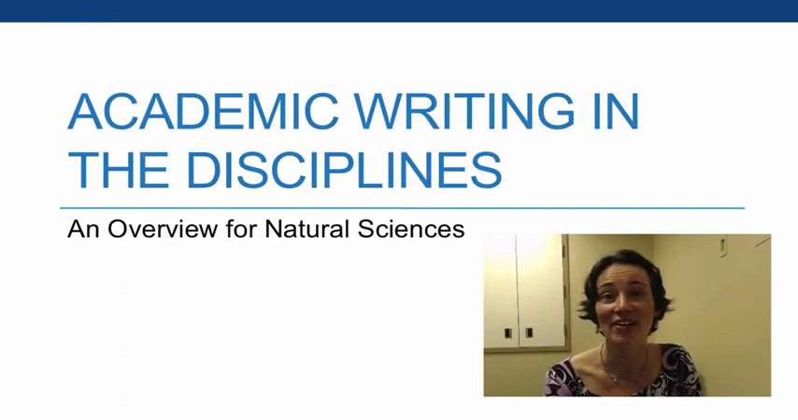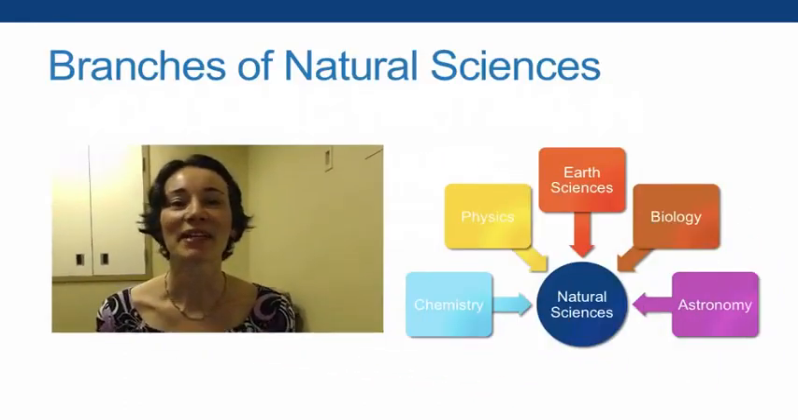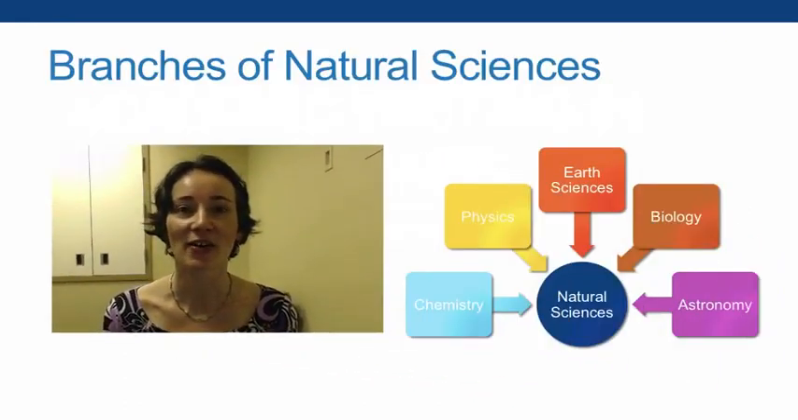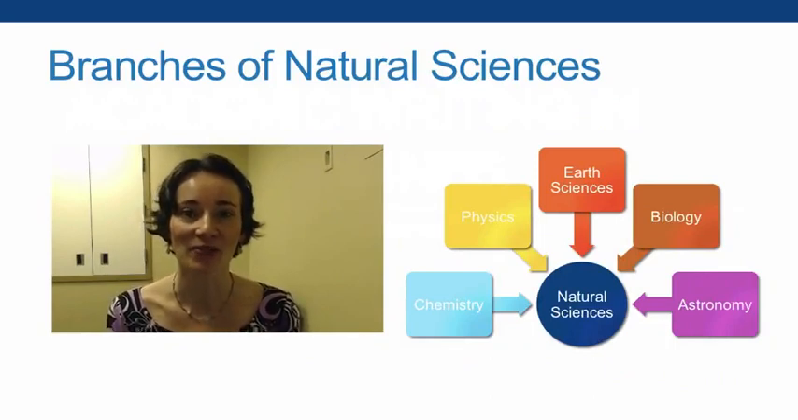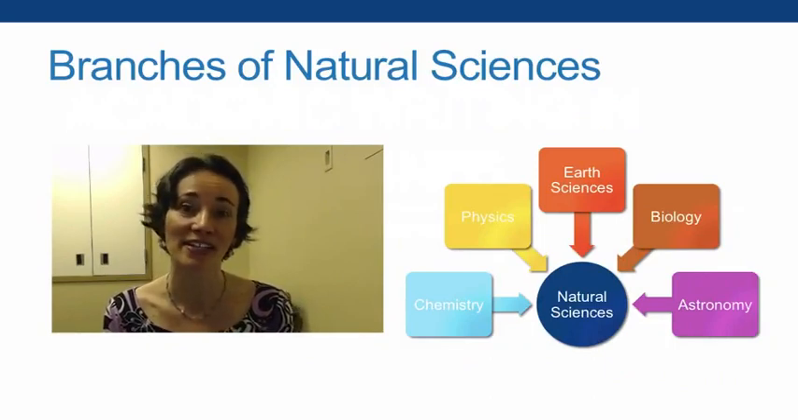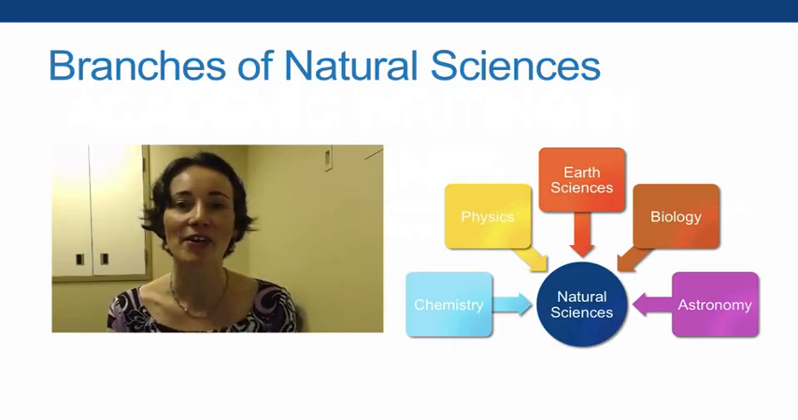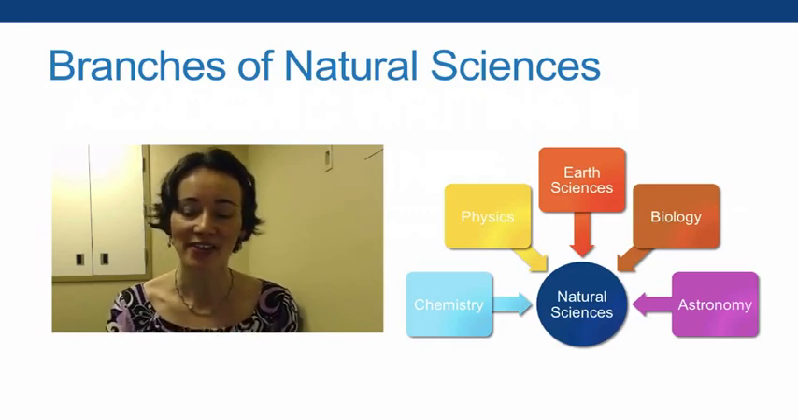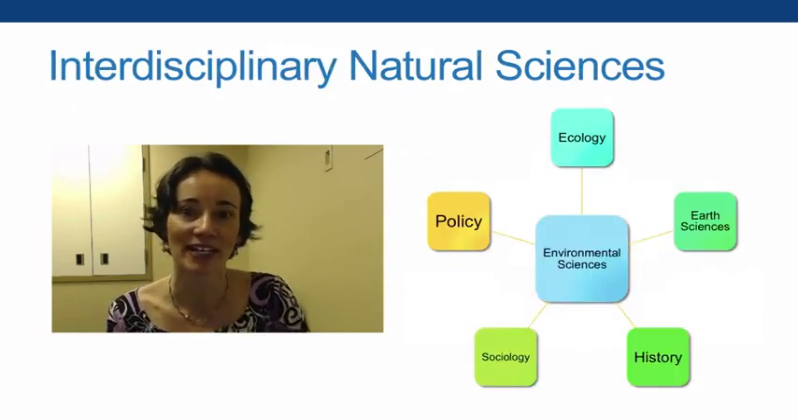In this first video, I'll talk to you a little bit about what we mean when we say academic writing in the natural sciences. Typically, we define the natural sciences according to its 5 major branches, which, as you see here, are chemistry, physics, earth sciences, biology, and astronomy. However, there are many hybrid disciplines, biochemistry being an obvious one, and there are also many interdisciplinary disciplines.